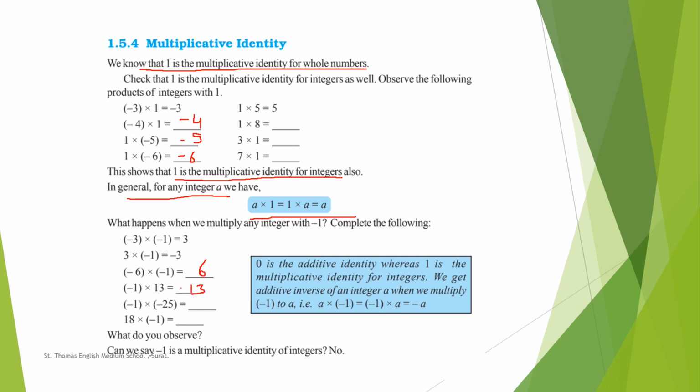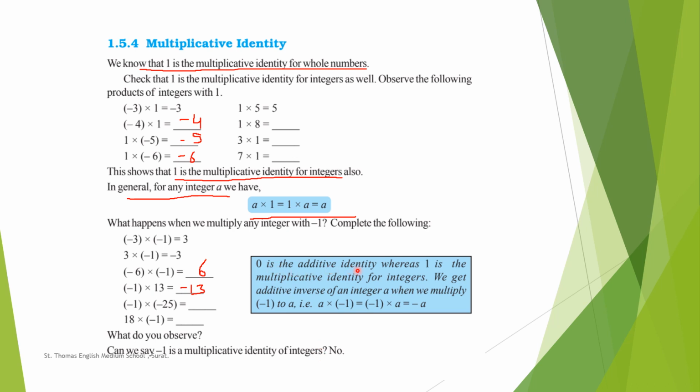So what do you observe here? Do you get the same number? No, right? When we multiply with minus 1, we will get the opposite. If it is minus 3, we will get plus 3. If it is minus 6, we will get 6. Okay. So what do you observe here? Can we say minus 1 is a multiplicative identity for integers? No, because when we multiply minus 1 with any integer, we are not getting the same integer. Clear? So we cannot say minus 1 is a multiplicative identity for integers.